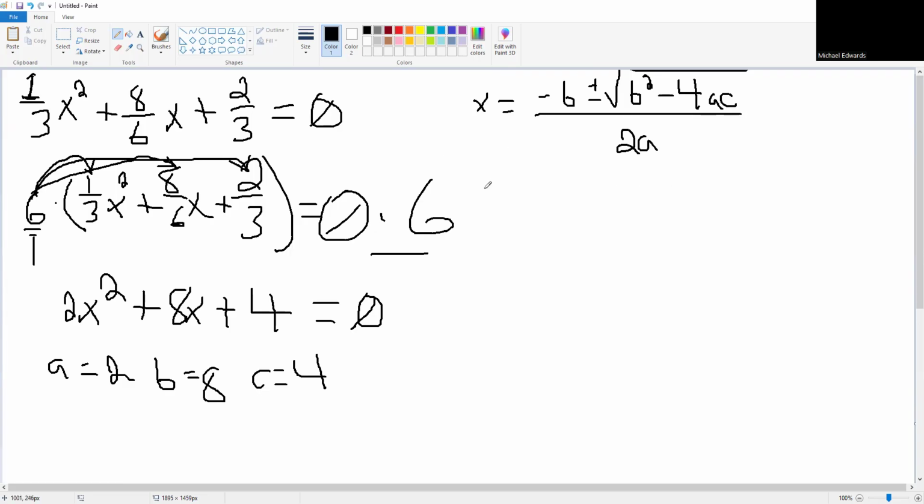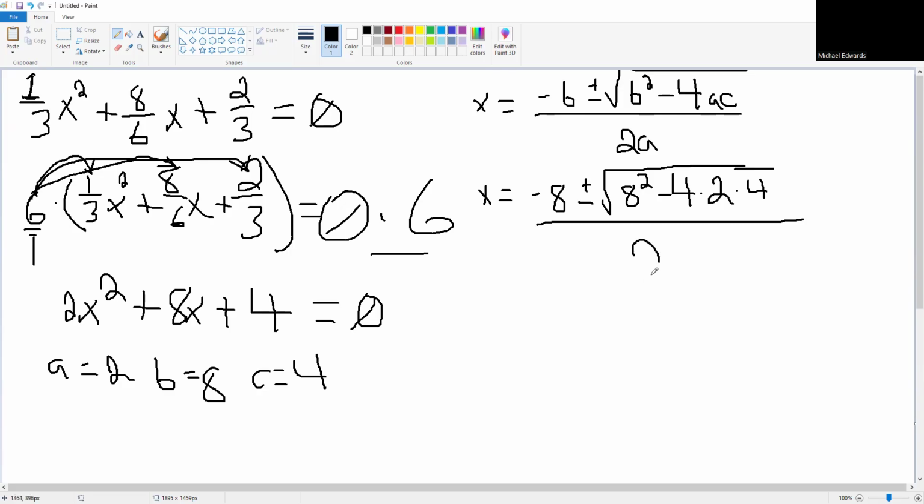Let's plug in our numbers. X equals negative b, which we said b was 8, so negative 8 plus or minus the square root of b squared, so 8 squared, minus 4a, a is 2, c is 4, all over 2 times a, which is 2.